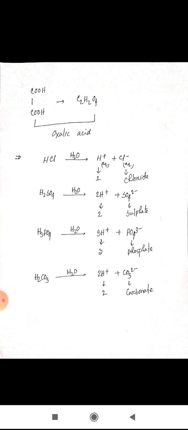So here we can say the number of hydrogen atoms contained in a substance or acid will dissociate and form the same number of hydrogen ions. So the number of hydrogen atoms will be the same as the number of hydrogen ions.